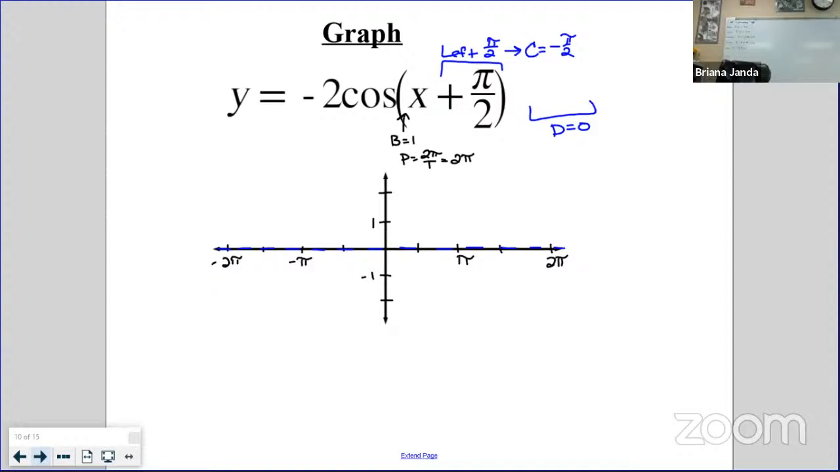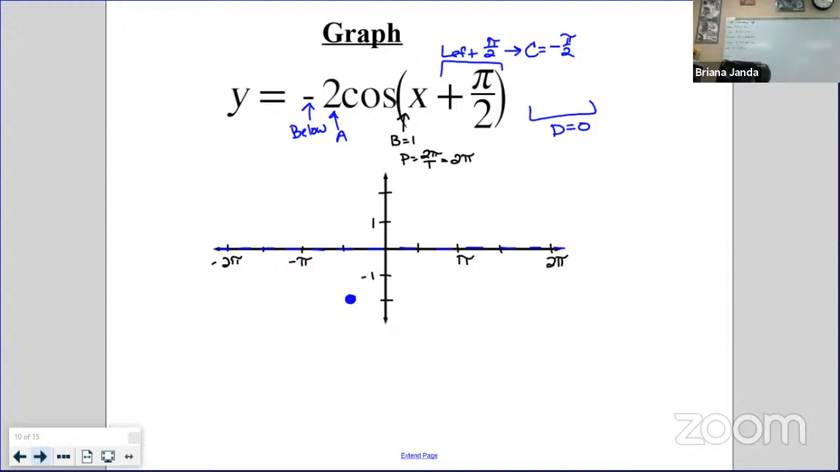My cosine curve is supposed to start 1 above. So normally it would have been here, but I would move it to the left pi over 2. This tick mark represents pi over 2 in our picture here. But my amplitude says start below a distance of 2. So instead of starting above 1, I would go below because of the negative, and because of the amplitude, I'd go below 2. Always that distance from my midline. That would be my starting dot.